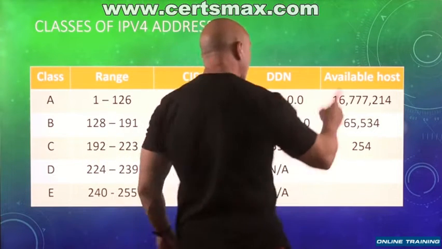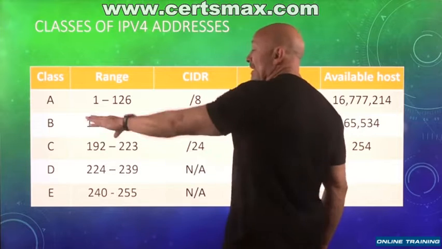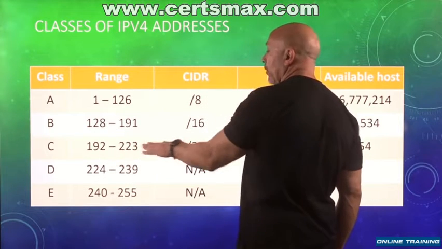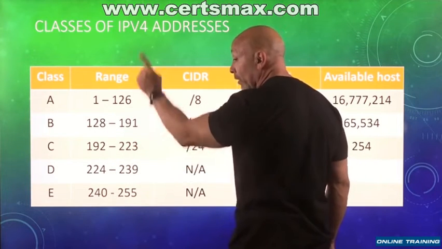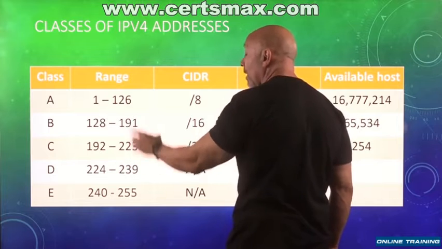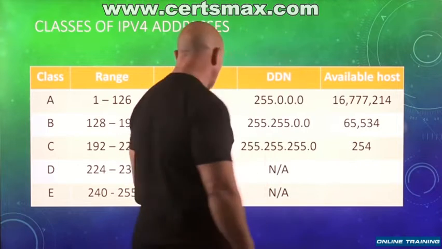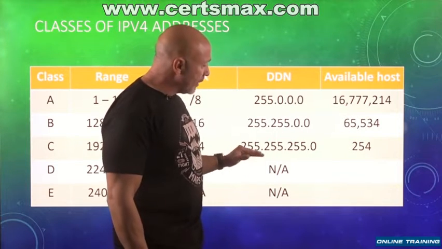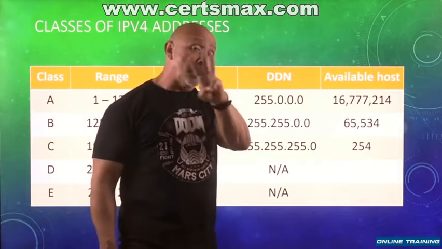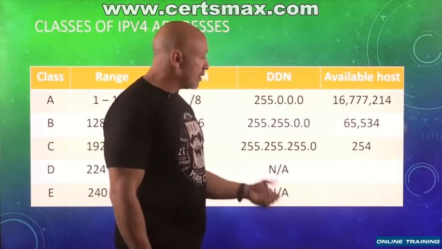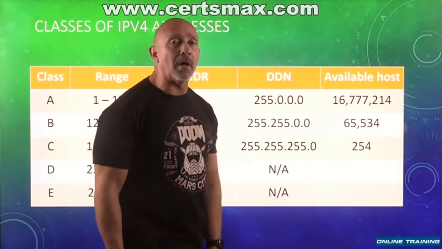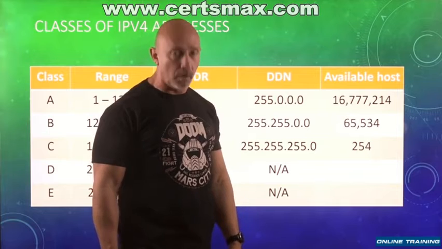Okay, but either way, that's how many you have. Class C: 192 through 223. And remember, first octet only. This is the range. This is the first octet. We got a 24, and then 255, 255, 255. The first 3 octets are on. Okay, can't mess with it. You only have 254 IP addresses available.